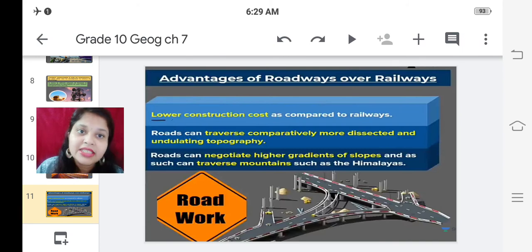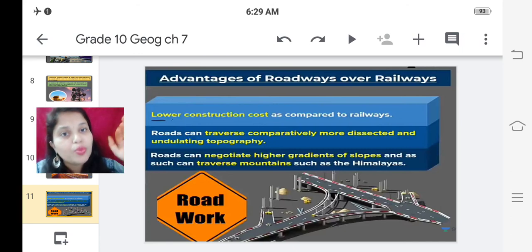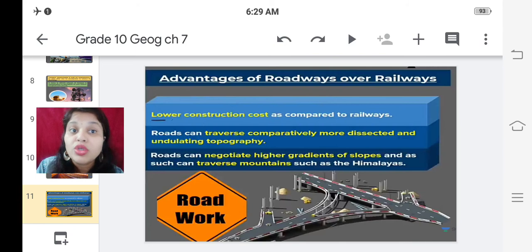ये सारी चीज़ें इंडिया में हैं. तो ऐसी जगहों के लिए रोड कंस्ट्रक्शन इज़ बेटर. ओके, वहाँ आप ऊंची पहाड़ी पे भी रोड के ऊपर से जा सकते हो, रोड वहाँ तक कंस्ट्रक्ट हो सकती है. So it is said roads can traverse comparatively more dissected and undulating topography of our country. Roads can negotiate higher gradients of slopes and as such can traverse mountains such as the Himalayas.